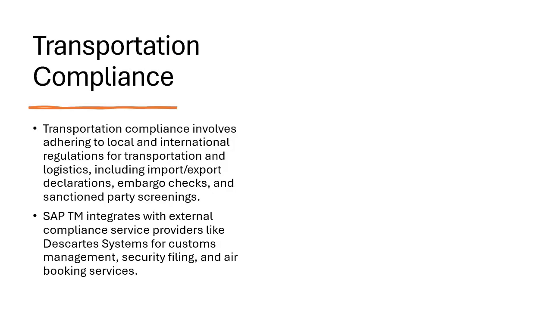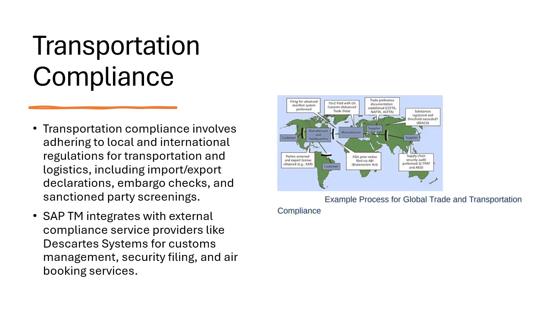So, first is transportation compliance, which refers to ensuring that companies involved in the global chain actually stick to international and local laws, which govern transportation and logistics. SAP tools like SAP Global Trade Services and SAP Environment, Health and Safety Management help companies manage the complexity of these regulations, which also covers areas like import export management, trade preference management, and security filings. And this image shows the process flow for shipments subject to several compliance regulations.